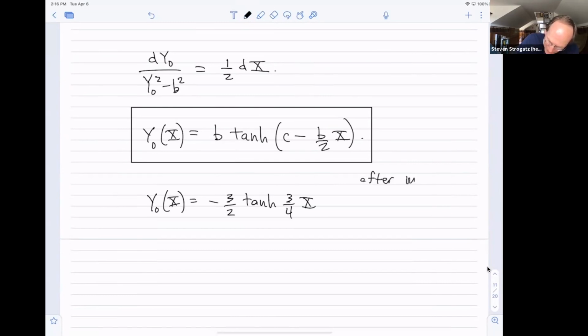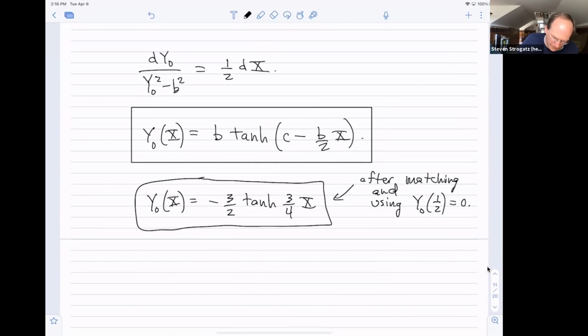So this is after matching and after using that y0 at a half is 0. So we get that nice formula. Officially I'm out of time, but I would like to just finish, because I only need a few more minutes. So if you'll bear with me, let me just plow ahead. If you can't stay, I totally understand. Feel free to go, and you could watch this on tape afterward. But I'm just going to finish here then.